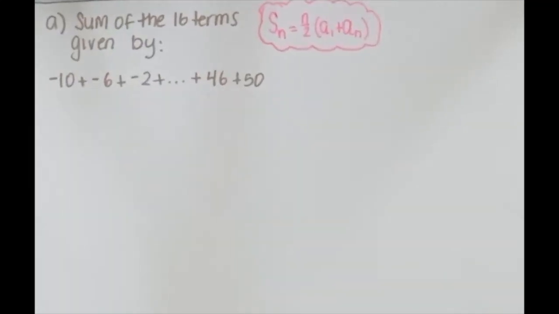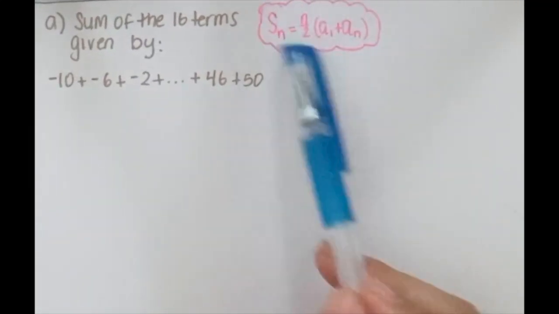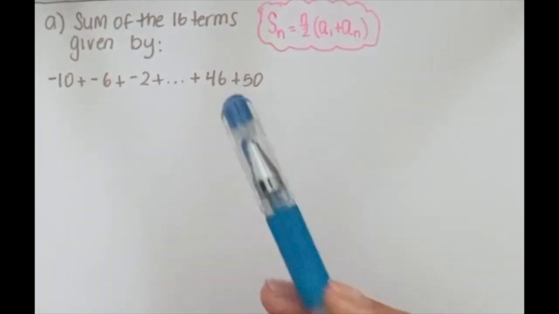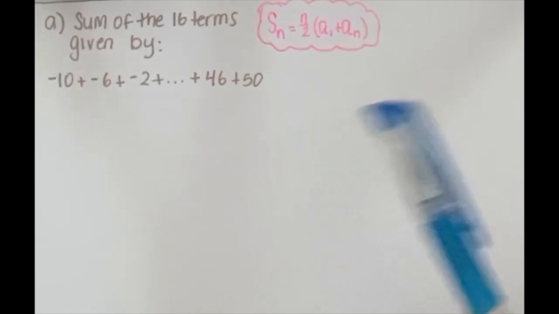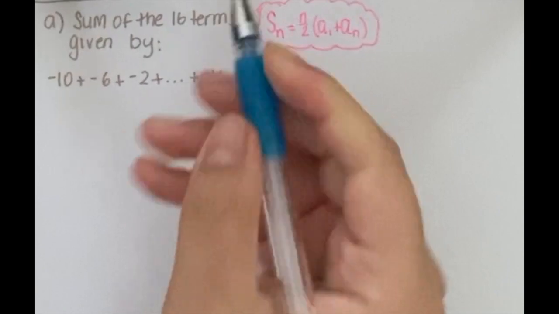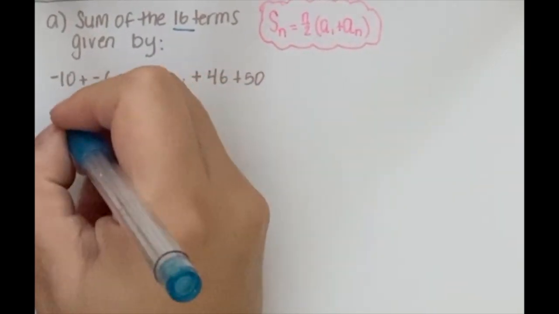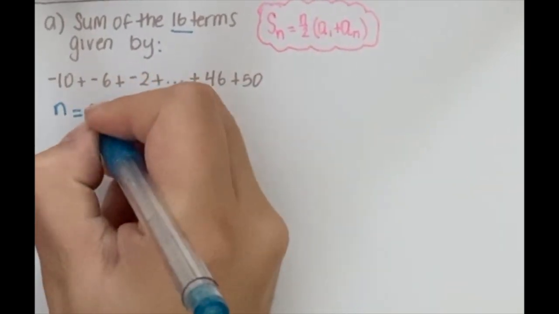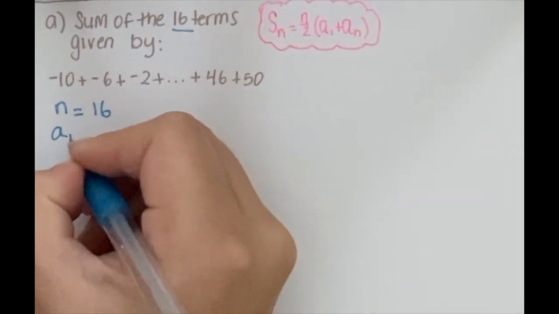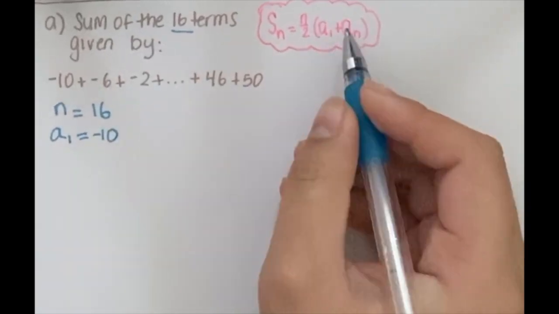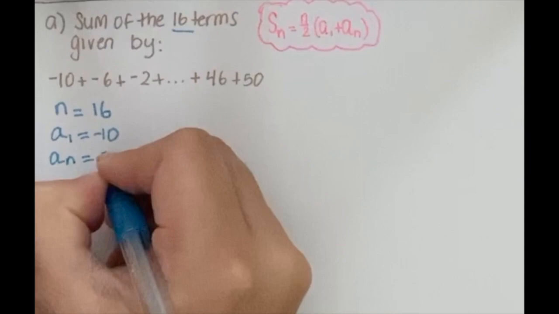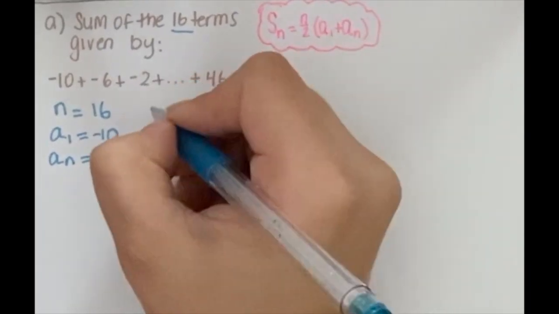In the rest of the lesson, you're given opportunities to use this formula to find the sum of terms, but you're not always given all the pieces of information you need. This one is the easier one. They tell you right in the beginning that there are 16 terms. So I would suggest writing out the information you know. We know the first term here is -10. And we know the last term is 50. So we're good. We just plug into this formula.